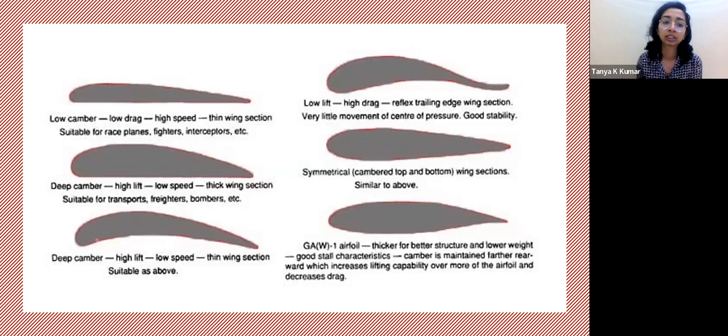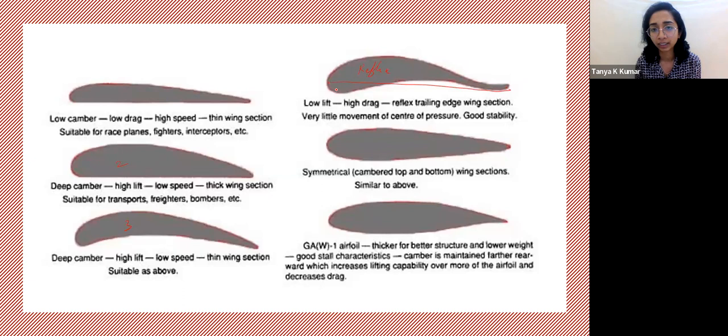Then when the lower surface is also cambered, it has characteristics similar to these. 2 and 3 have similar characteristics. It's just that the lower surface is also cambered. Then you have this, the reflex airfoil, right? This is what he said. That was a good definition, where the camber line cuts across the chord line. The chord line joins the leading edge and the trailing edge.